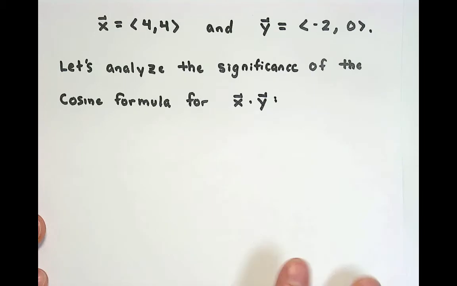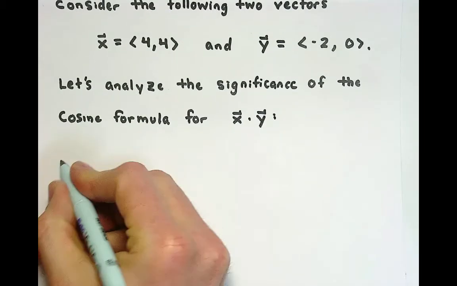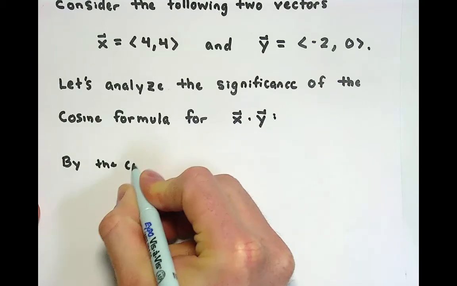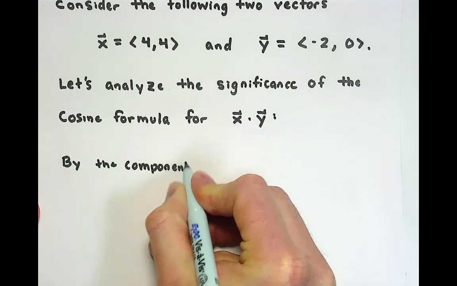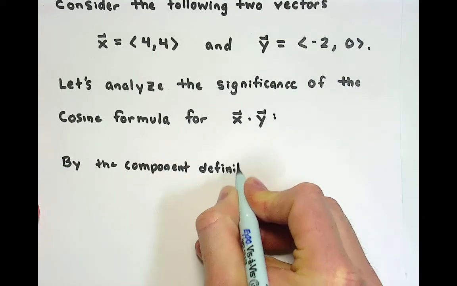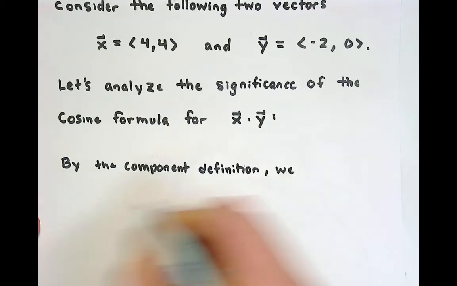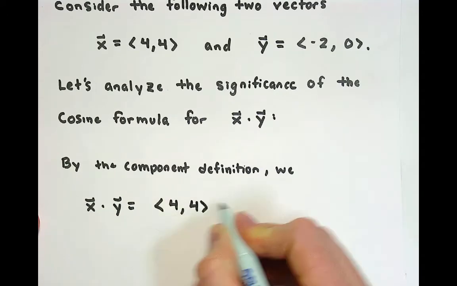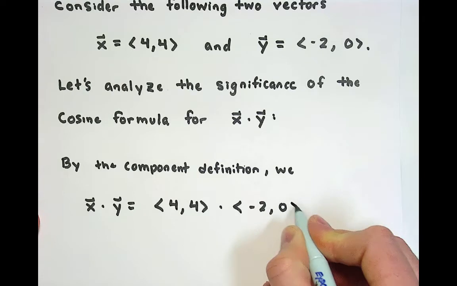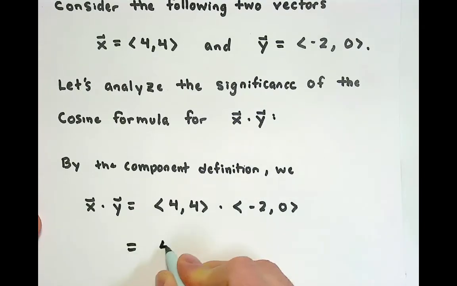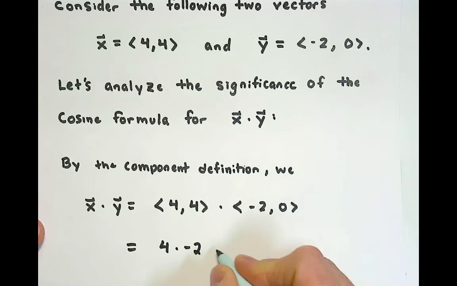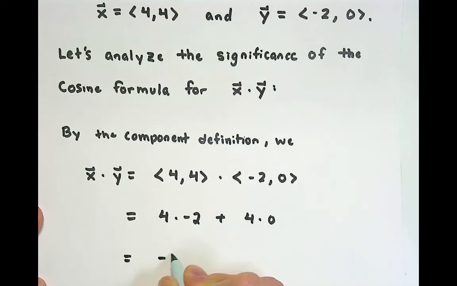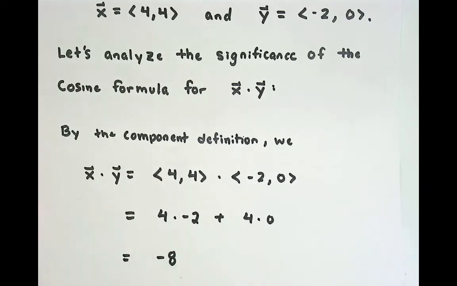We'll begin our example by just calculating x dot y. We'll use the component form of the dot product to calculate it to begin with. We know that x dot y would be (4, 4), by the definition of x, dotted with (-2, 0). I'm going to skip the steps because I think we're now local professionals. 4 times -2 plus 4 times 0. Oh, I guess I didn't really skip many steps there. Sorry. So this would be -8.